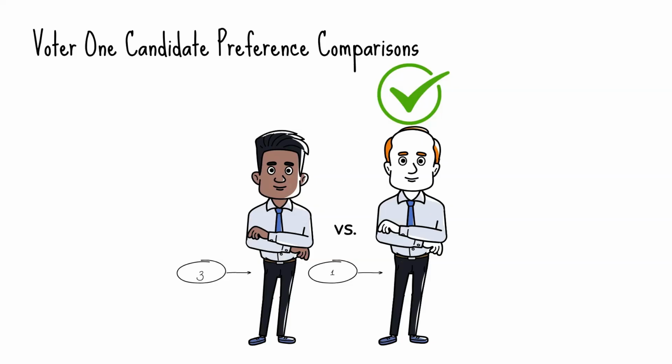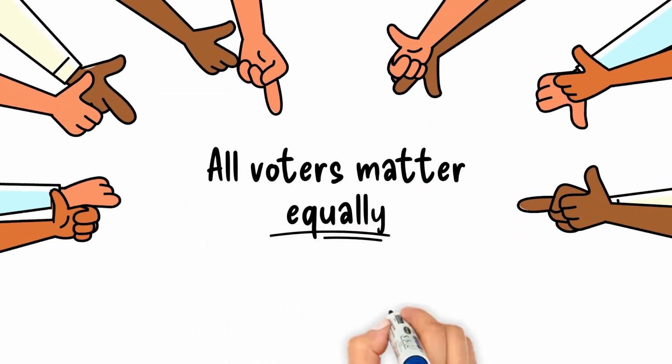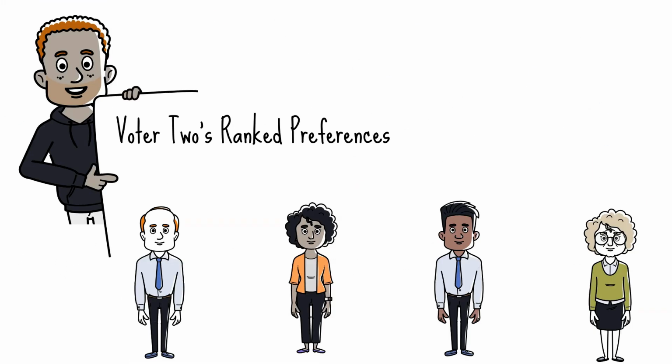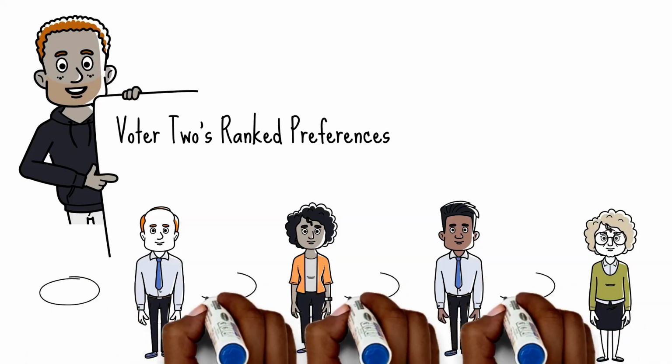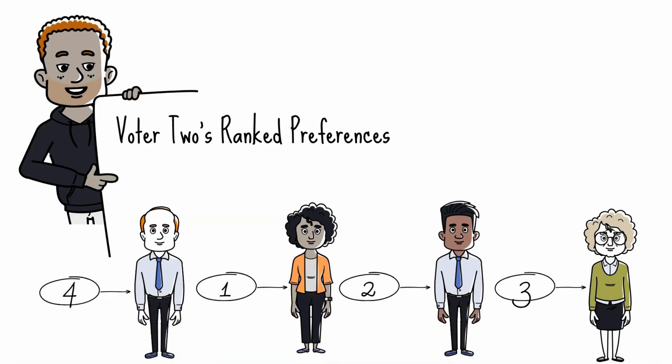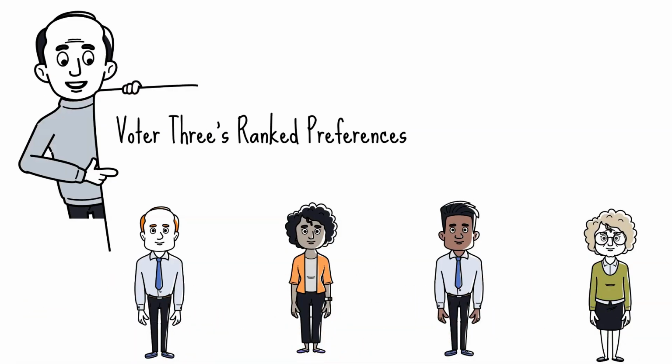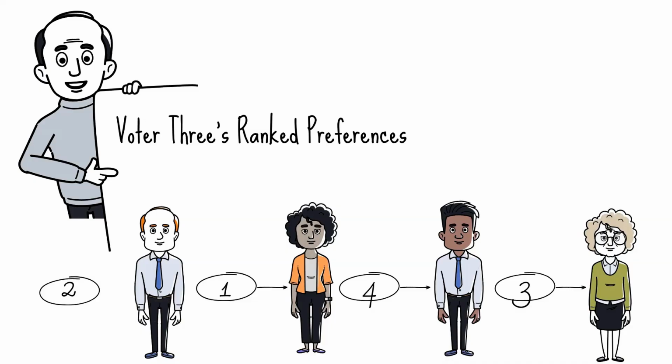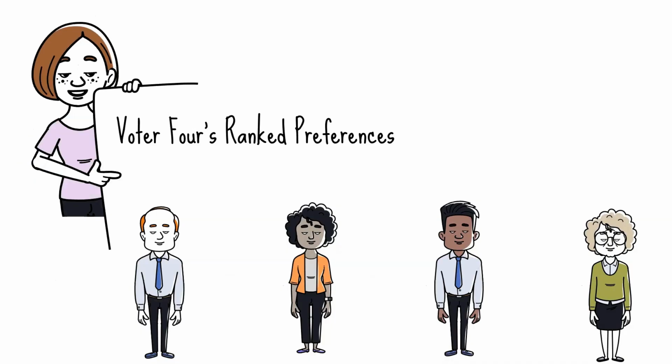In consensus choice voting, all voters matter equally. We use voter 2's ballot to help determine which candidate wins each one-on-one comparison. And then we move on to voter 3, and then to voter 4, and so on.